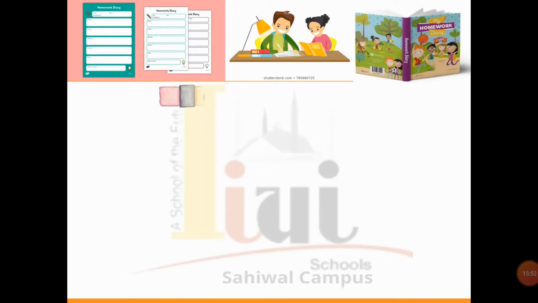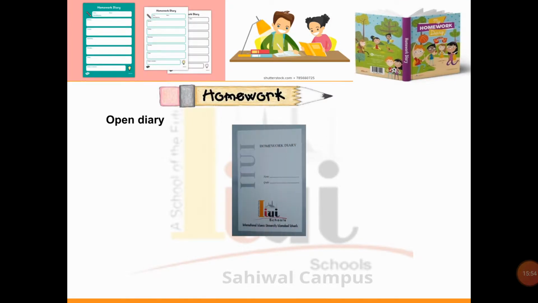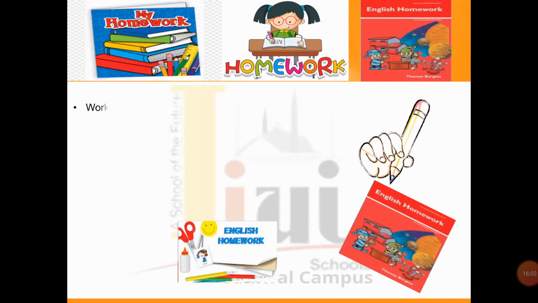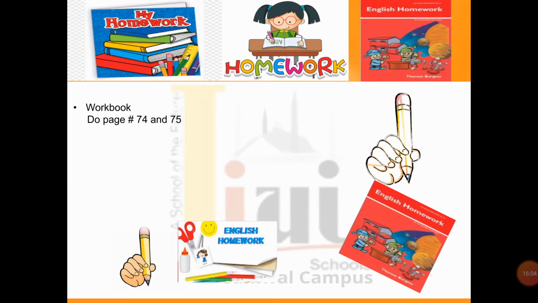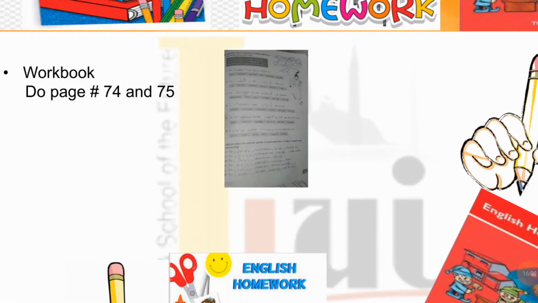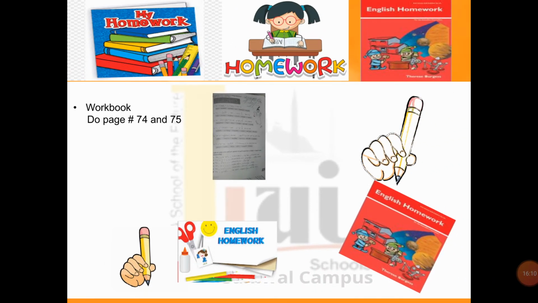That's good. Now let's discuss today's homework. For this you have to open your diary and write the date, if you haven't written it yet. The subject is English, and then note down your homework. Your homework is from the workbook. You have to do pages 75 and 74 in your workbook.